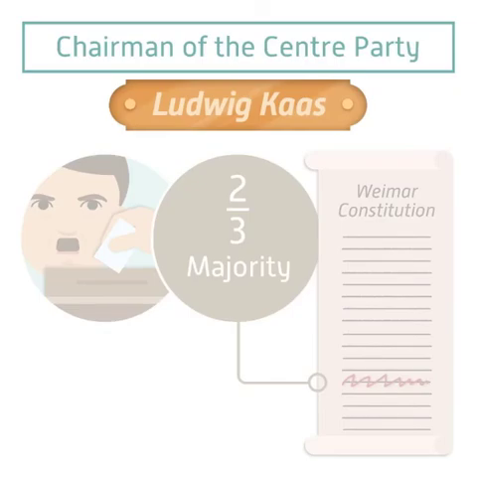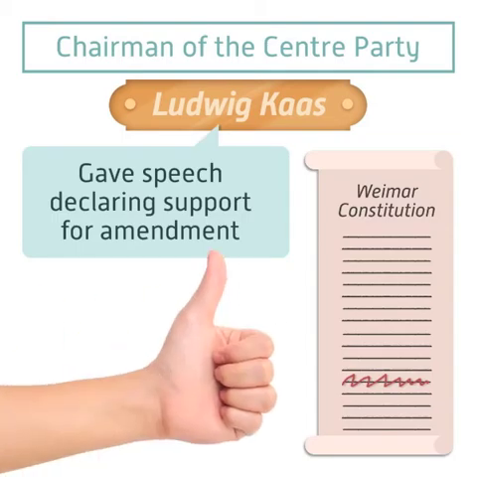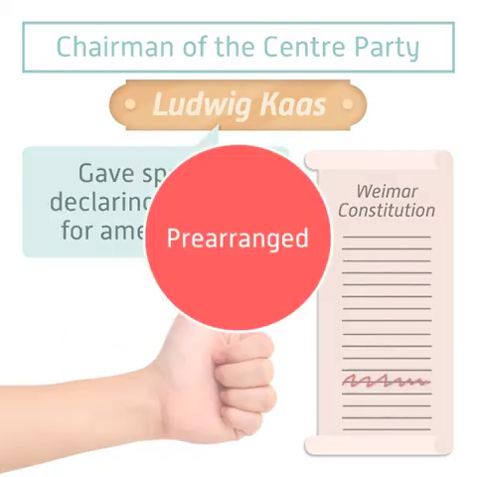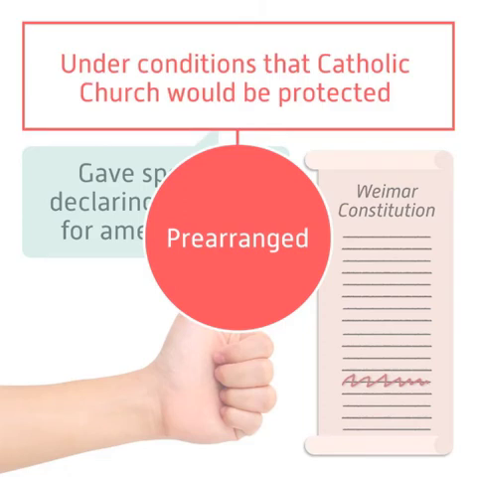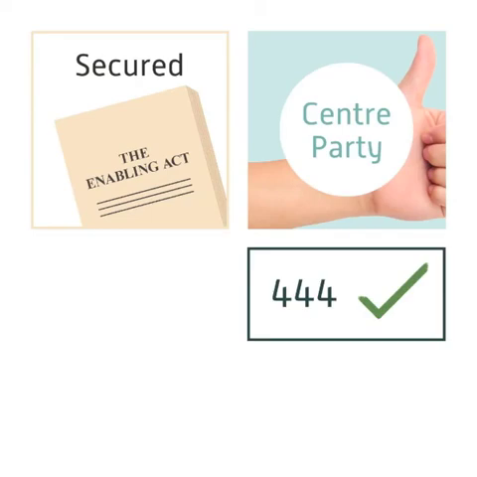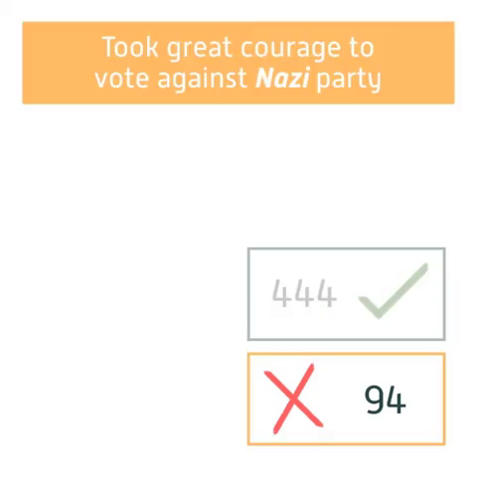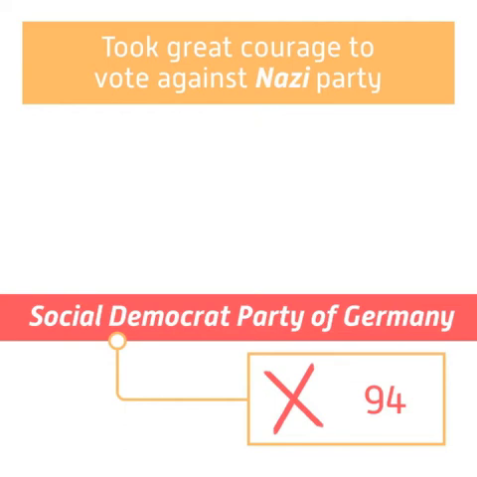Ludwig Kass, the chairman of the Centre Party, also gave a speech, declaring his support for the amendment. This had been pre-arranged with Hitler, under the conditions that the Catholic Church would be protected under his leadership. The bill was secured when the Centre Party gave its support. It was passed by 444 to 94 and was signed by President Hindenburg on the same day. It took great courage for politicians to vote against the Nazi Party. All of the 94 to oppose the amendment were members of the Social Democrat Party of Germany.